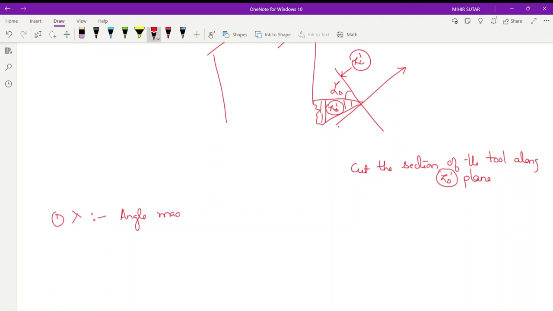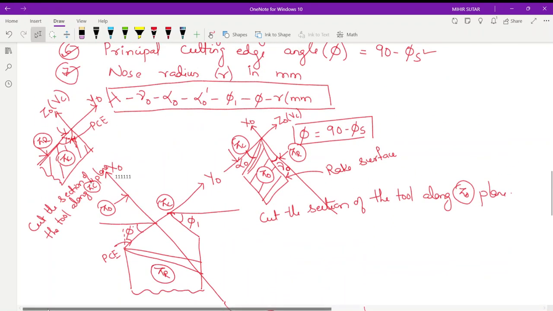Angle made by the principal cutting edge with pi r plane and measured along pi c plane. That is our inclination angle. Then is our gamma O. Where is gamma O? This is gamma O. That is the orthogonal rake.